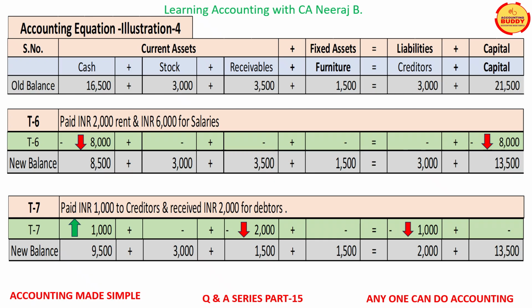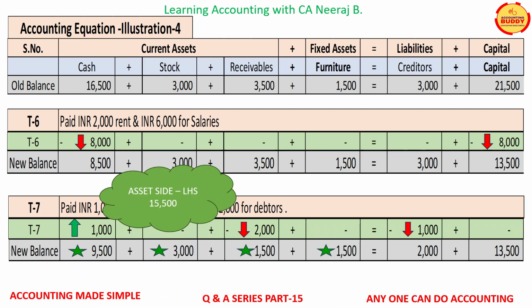Post T7 transaction, on asset side, the cash is increased from an earlier 8,500 to 9,500. Stock remains the same at 3,000. Debtors or the receivables have been reduced from the earlier 3,500 to 1,500. Furniture remains the same at 1,500. All put together, the total asset side is INR 15,500.